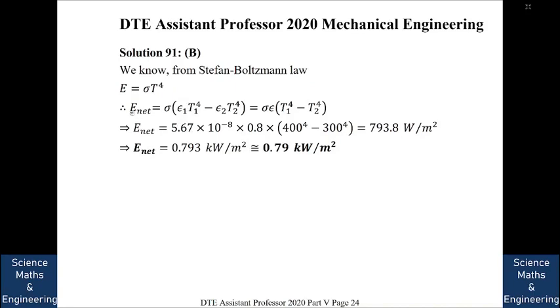Therefore, E net would be equal to sigma into epsilon 1 T1 to the power 4 minus epsilon 2 into T2 to the power 4. Here, epsilon 1 and epsilon 2 are equal, so we can take it as epsilon. So E net is equal to sigma into epsilon into T1 to the power 4 minus T2 to the power 4. Sigma is given, epsilon is 0.8, T1 is 400 and T2 is 300 Kelvin. So from here we get E net is approximately 0.79 kilowatt per meter square. Next question.